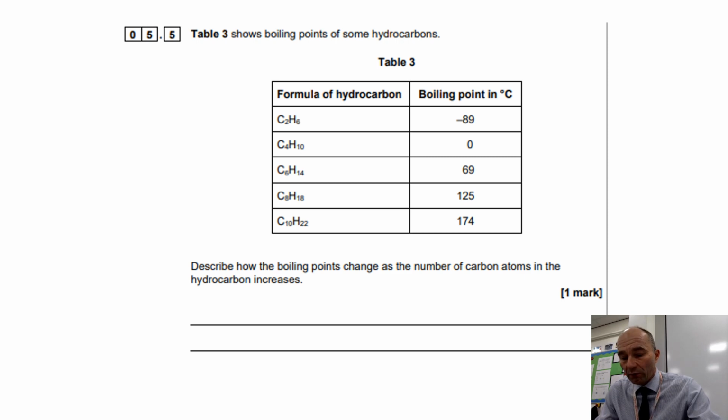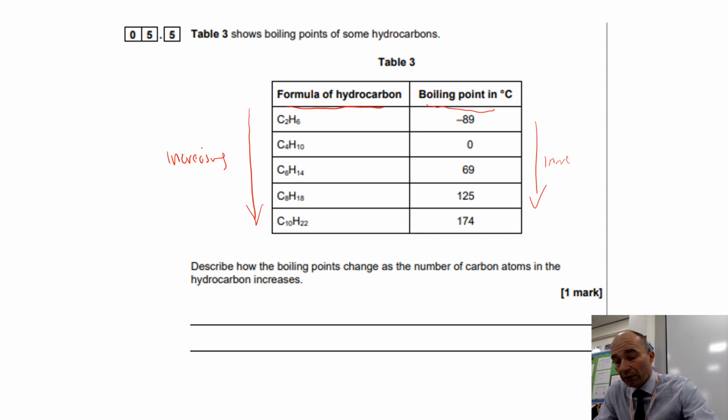So what is happening to the boiling point as the chain length, the number of carbons changes? Well, best bet here is if you look down the table, starting off at a chain of 2 carbons, then 4, 6, 8 and 10. So the carbon chain length is increasing. And then you look at the boiling points. We start off at minus 89, then we're going through 0, and then the temperature is gradually increasing. So the temperature is also increasing.